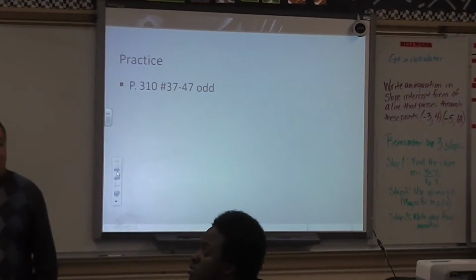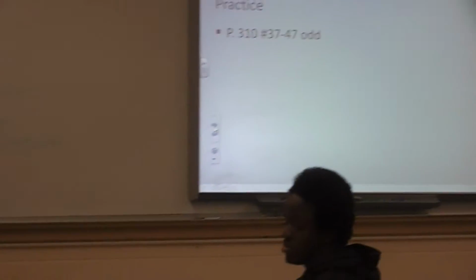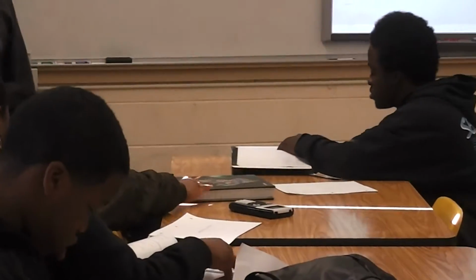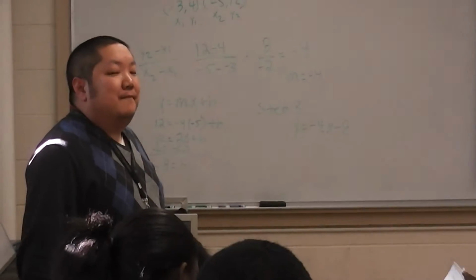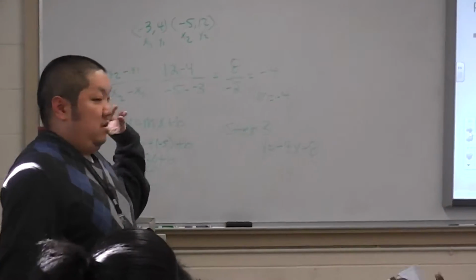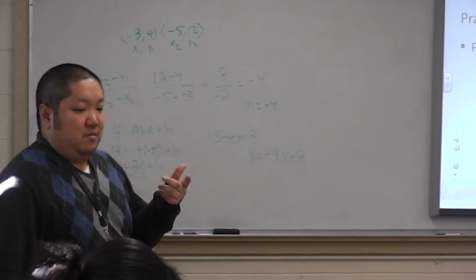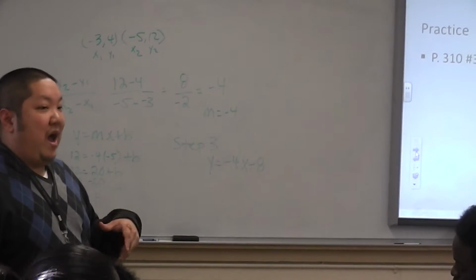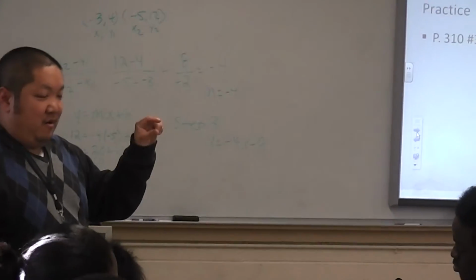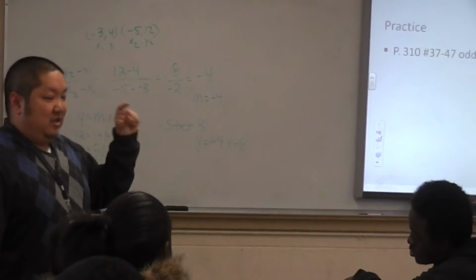Alright, in your textbooks, page 3 times, 37 through 47, and we're going to do the odd ones this time. So what you're going to do is they're going to give you your slope, and your equation slope-intercept form, and then you need to create a graph where you plot your first point, your slope-intercept, and then 2 more points.